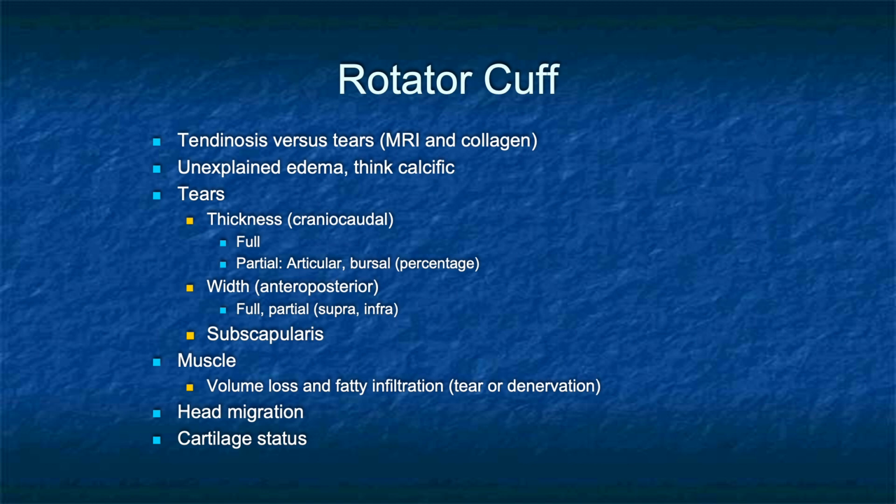We talked about the subscapularis and how that's a bit different tendon because you can sort of mistake tendinosis and tears. Whenever you're done describing the tendon, start thinking about the muscle, whether there is muscle volume loss and fatty infiltration.